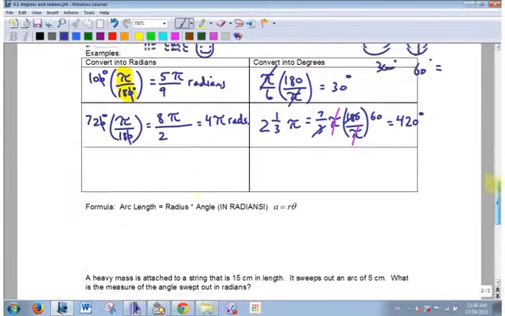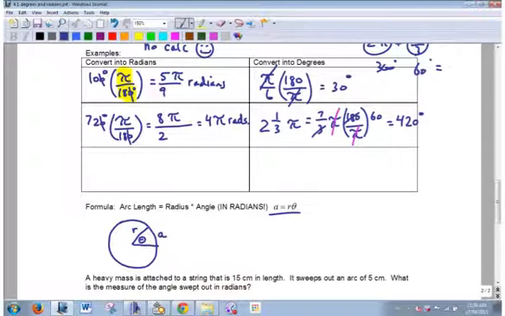There is a formula to actually get the arc length A if we know the radius r and the angle theta. There's the formula. You just have to remember that angle is not in degrees. That's an angle in radians. So if they give you an angle in degrees and ask what's the arc length or what's the radius, you have to convert it to radians first.